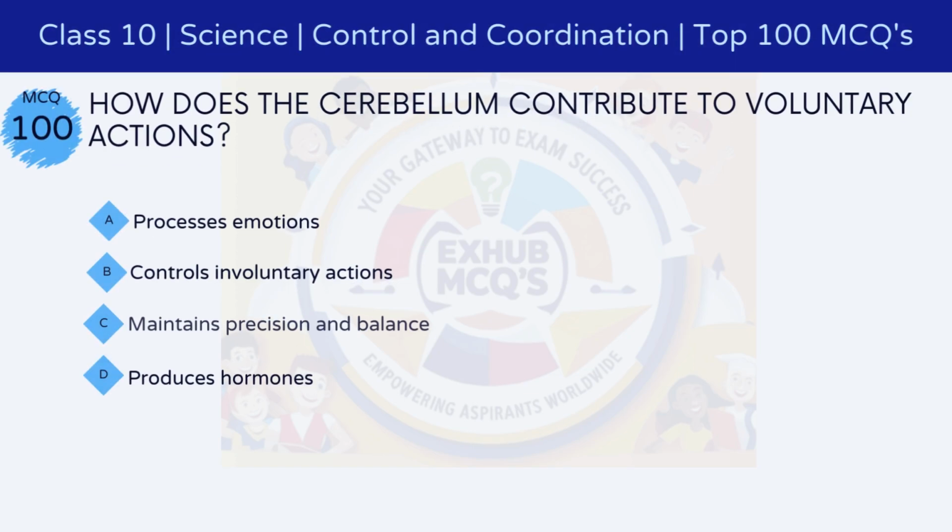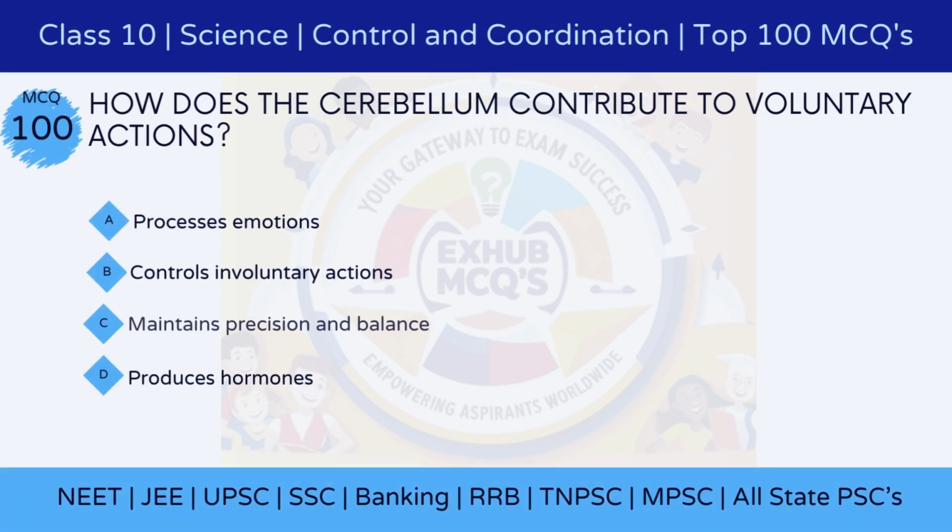MCQ 100. How does the cerebellum contribute to voluntary actions? Option A, processes emotions. Option B, controls involuntary actions. Option C, maintains precision and balance. Option D, produces hormones.